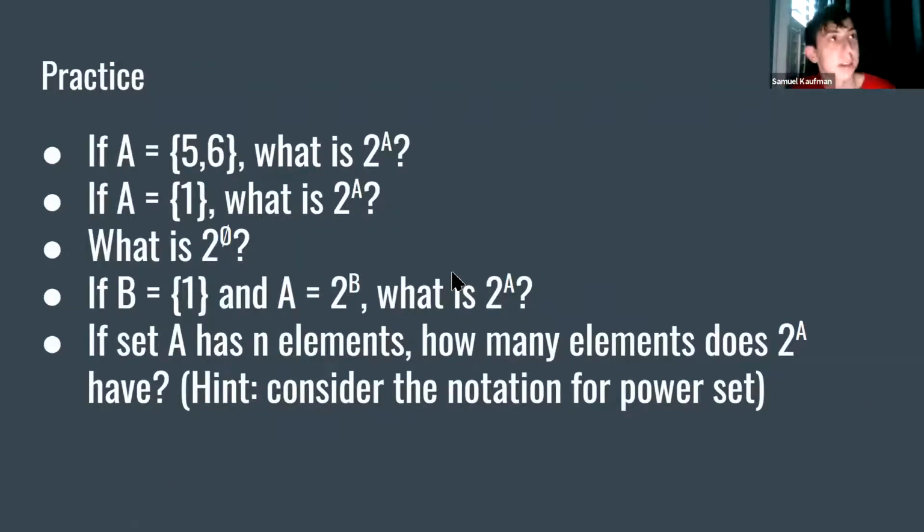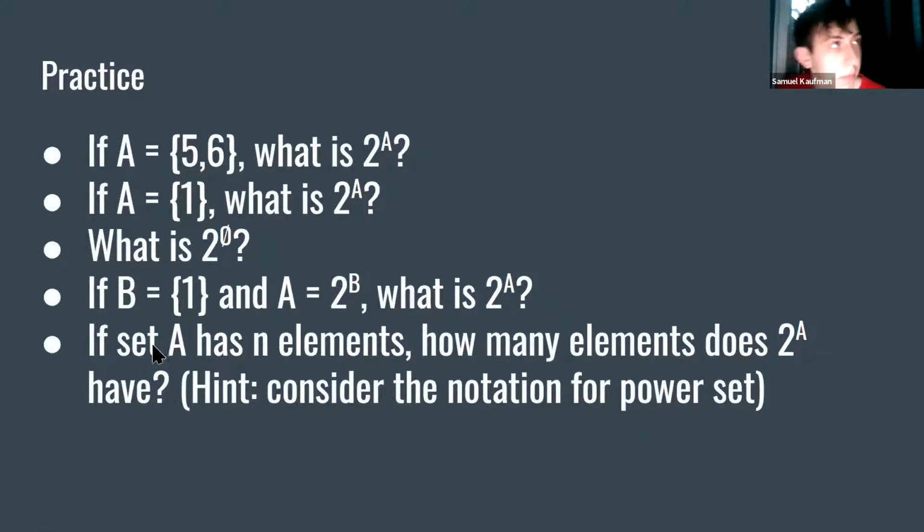So a few practice questions. We don't have to do all of them. This first one is, if A is a set with the elements 5 and 6, what is the power set of A? Does anybody have any ideas about this? You can put your answer in the chat if you want. Yep, got a couple answers and they both look correct. The set includes the set of 5, the set of 6, the set of 5 and 6, and the empty set. How about if A just has 1, what is the power set of A then? Yep, that's right, Eli. It's going to be the set of 1 and then the null set.